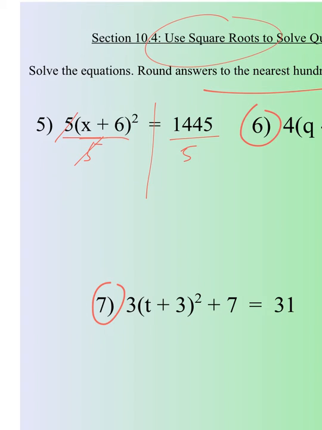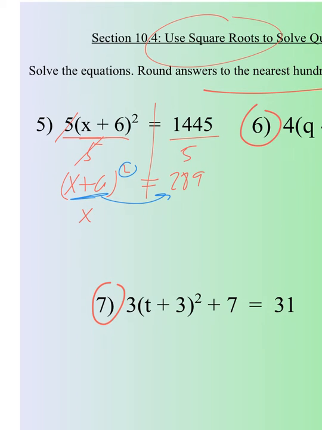5 divided by 5 is 1. And so I've just got x plus 6, that binomial squared over here. And using my calculator over here, I see I get 289 on this side. Now it's like I'm taking the square root of both sides, right? Because I'm trying to figure out what times itself will give me 289. And there's 2 answers, really, as the squared power tells me. There's 2 possibilities in this case.